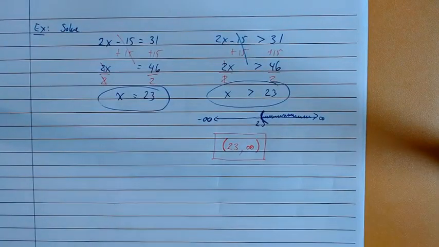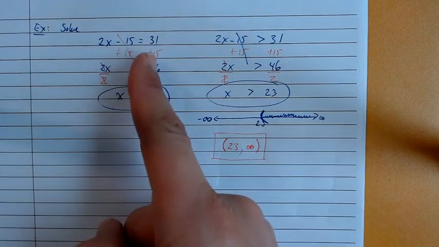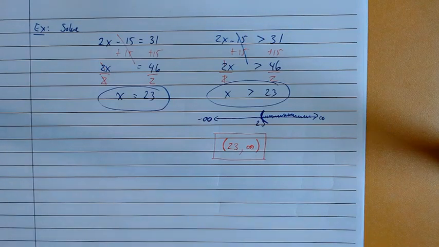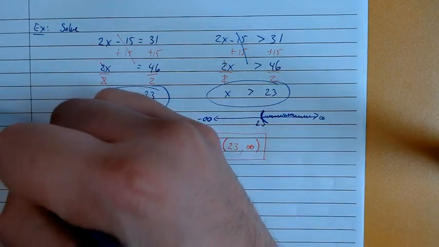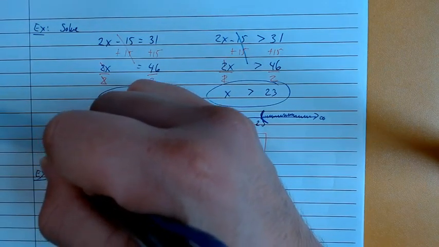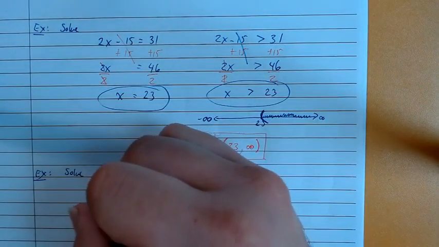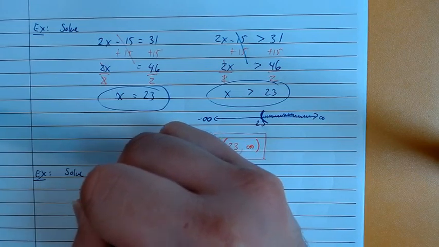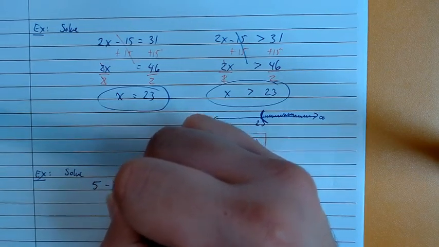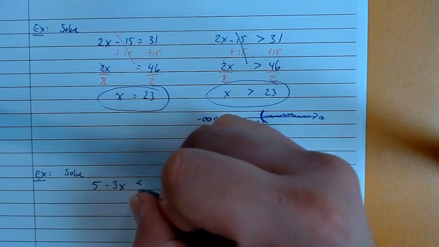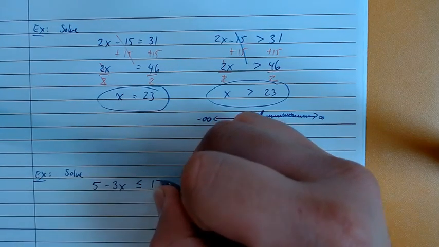So if ever you get stuck with solving an inequality, ask yourself, okay, forget about an inequality. What if this was an equation? What would I do then? Whatever you would do for an equation, that's probably the right thing to do for an inequality also. Let's take a look at another example. Let's go ahead and solve the inequality. Let's do 5 minus 3x is less than or equal to 17.